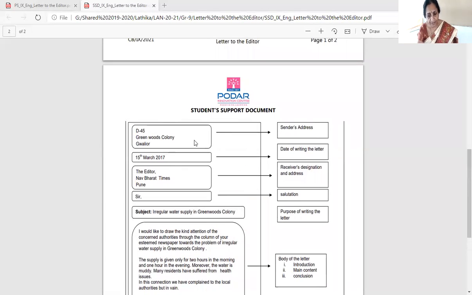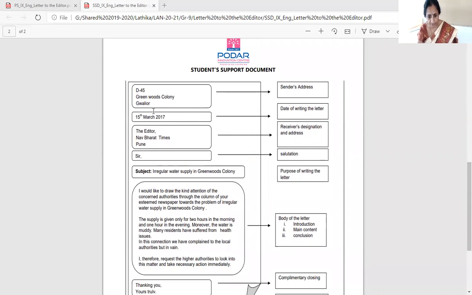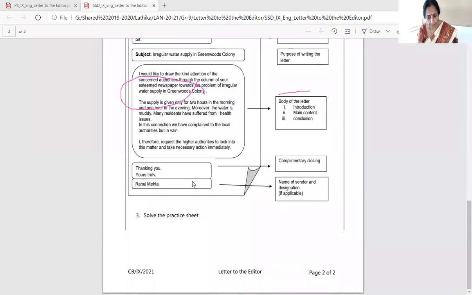On top, you have not written the name of the person who's writing. It is only the address on top. See, as you will know, it is only the sender's address over here. The name was not written there and you will not write your name there. In fact, you will write your name at the bottom of the letter. So this is where you will write your name. Name of the sender and designation if applicable.